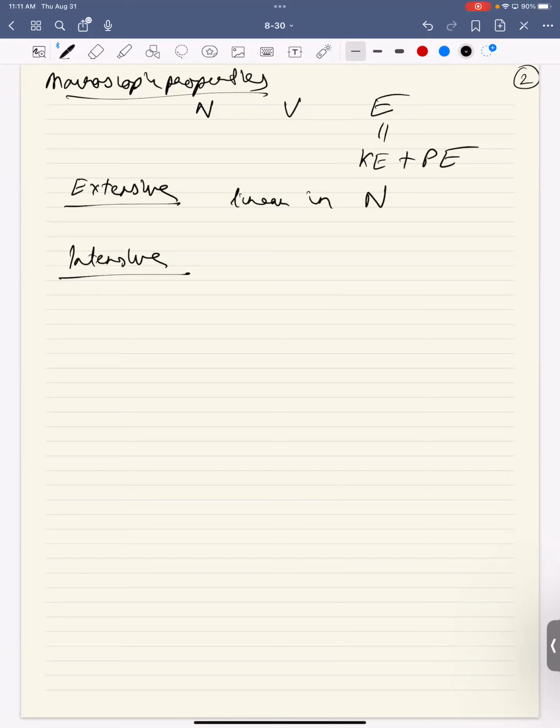So can you think of a property which is macroscopic, but does not change if you increase the number of particles? Let's be careful. Temperature is not a property of the system. Temperature is a property of how you interact with your environment. Okay? So nope, not temperature.